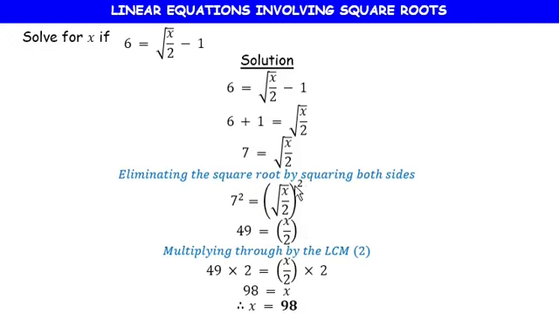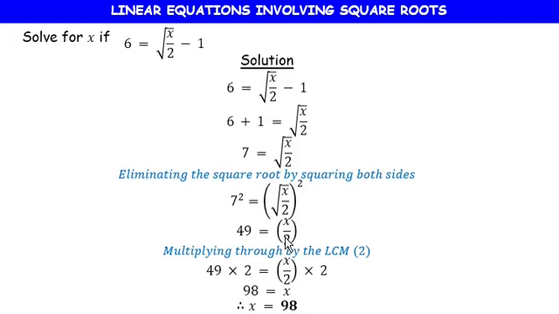So that this square will take out this square root, so that this x over 2 will come out of the prison. So in the end, you're going to have 49 is equal to x over 2, just x over 2, because this square root sign has been taken away, right? The chains have been broken, so you are left with only x over 2. So 49 is equal to x over 2.